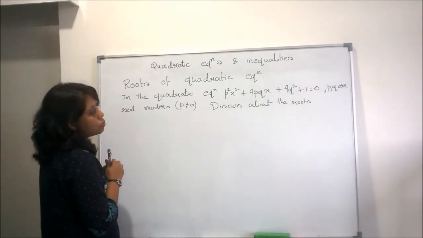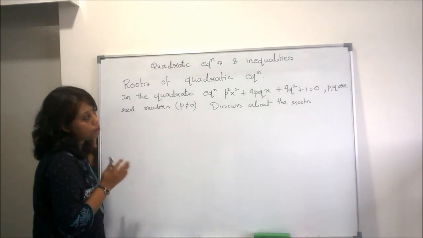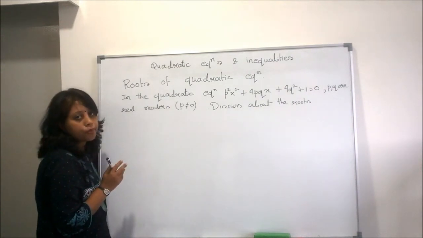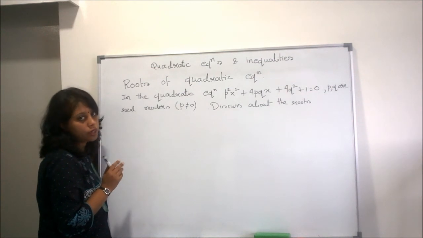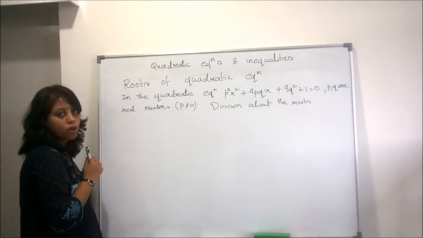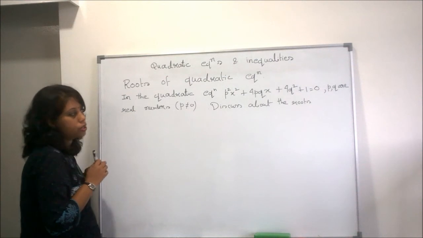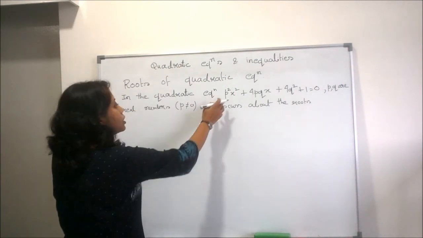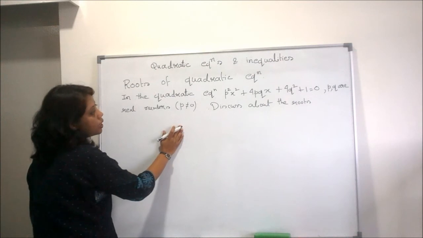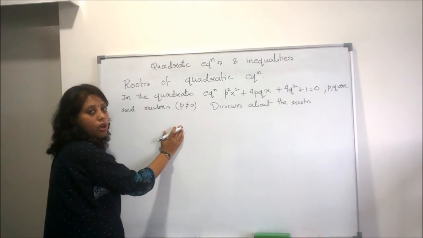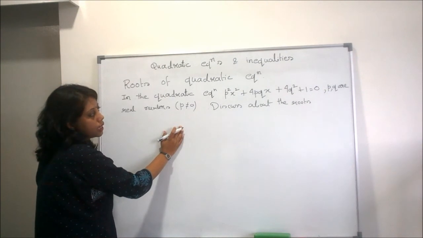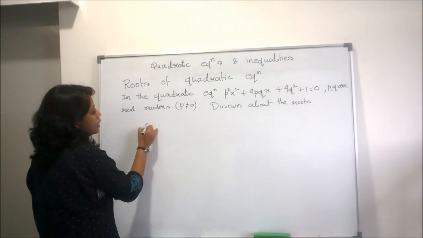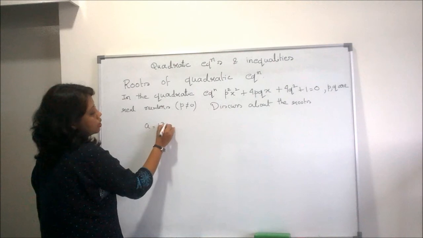Okay, so how could we find out about the roots? We have to find out the discriminant of the quadratic equation. Then we can conclude about the roots. So here the equation is this. Comparing with the general equation of the quadratic equation, what we can say here is A is p square.